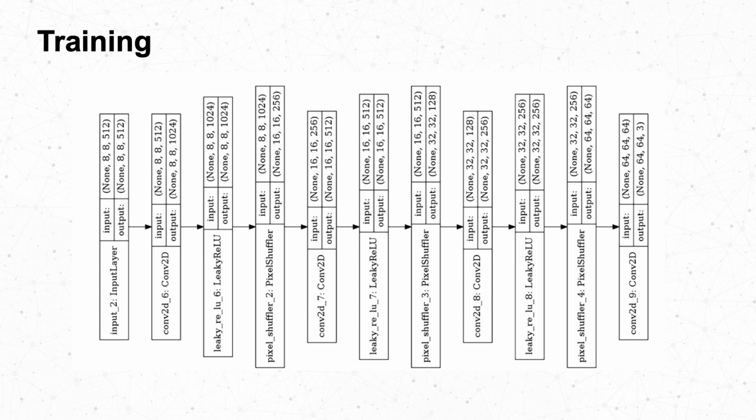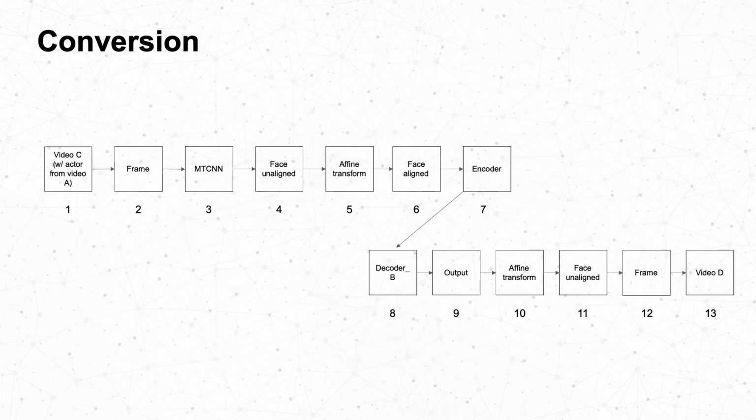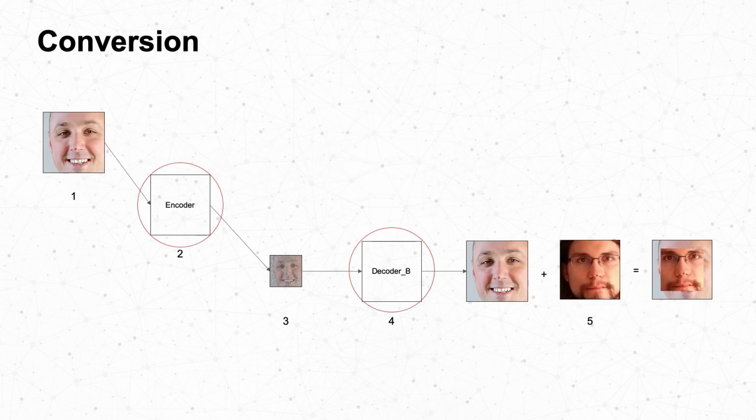And if we move past the training step onto the conversion step, we can see that in order to finally create the deepfake from our trained models, what we'll do is find a new video C that contains the same person that was in video A at the start of the process. So it's a new video, but with the same person. We'll extract each frame of video from video C.